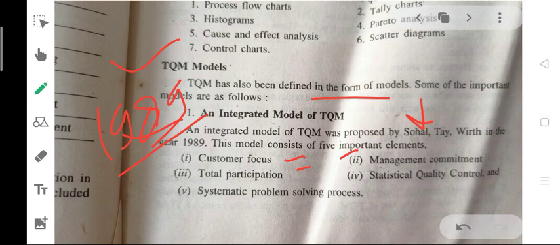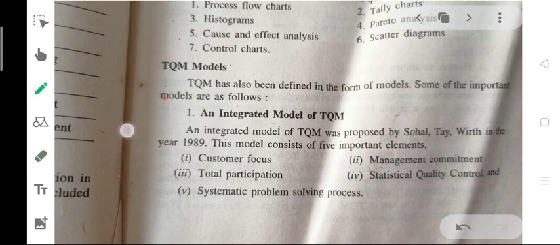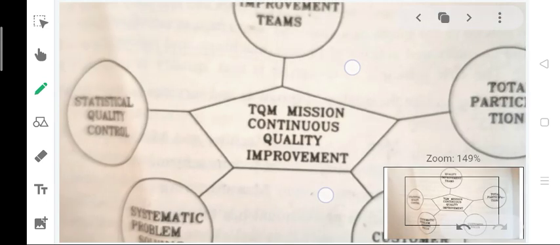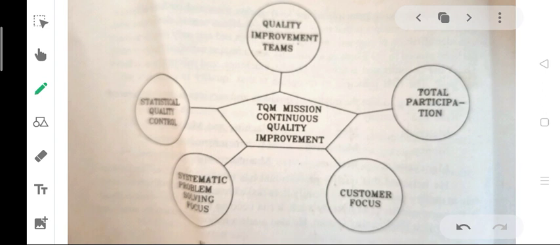and statistical quality control, which we call SQC, and systematic problem solving process. In the integrated model of TQM, we are discussing the 5 important elements. What are the 5 important elements? Customer needs, management commitment, total participation, SQC, statistical quality control, and systematic problem solving process. This is the first TQM model, the integrated model, that we discussed. We can represent it like this.